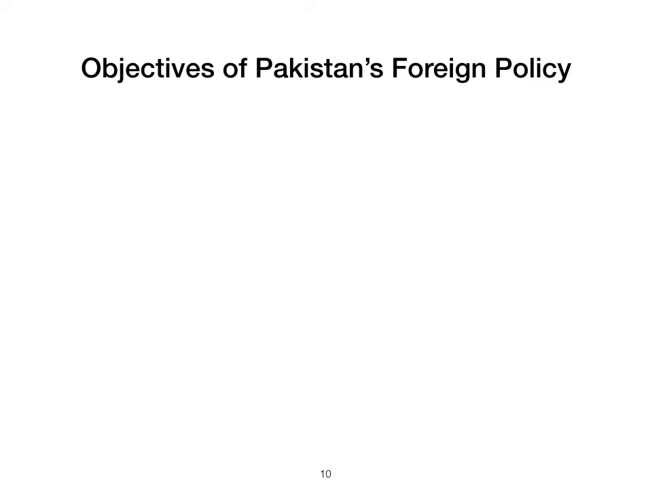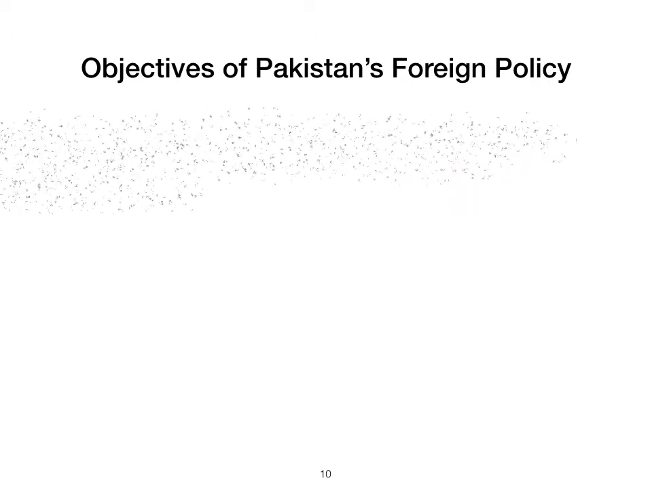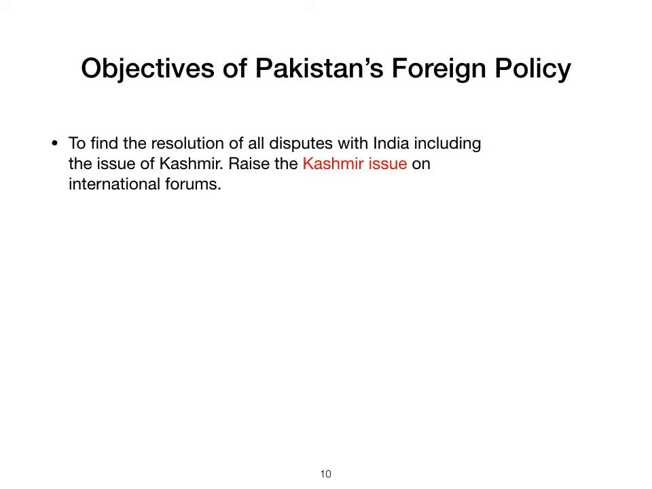Along with this, another key point is to find the resolution of all disputes with India, along with the issue of Kashmir, and to raise the issue of Kashmir on international forums. Although Pakistan has tried a lot, now it's asking the Islamic countries to intervene. Pakistan recently asked Saudi Arabia to come forward and talk on the issue of Kashmir, and that's very important to discuss because Pakistan believes the Kashmir issue is one of the strongest points in its foreign policy. That's what Pakistan has been doing for the last 7 decades, speaking on the Kashmir issue, and the issue is still unresolved for a number of years.